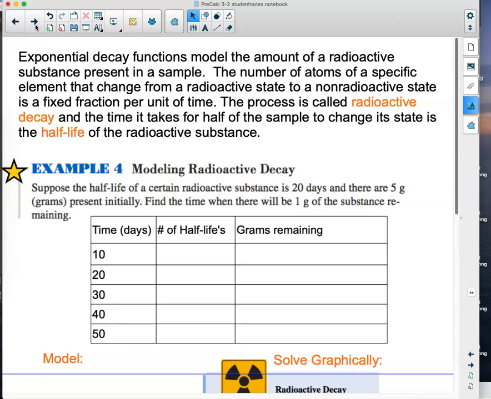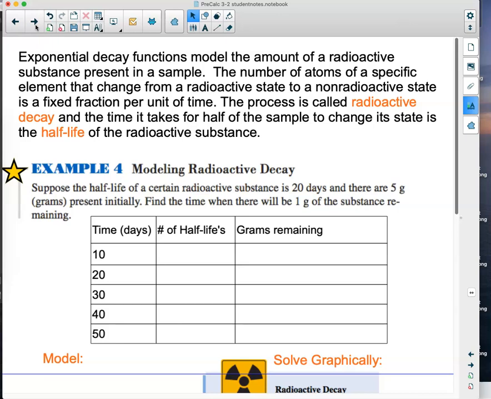And the time it takes for half of the sample to change its state is the half-life of the radioactive substance. Now, decaying things is one of the key features of things as basic as medications. When a medication has lost half of its potency, then that's when they say it's expired and you should toss it out. So that's how they end up getting those dates that you see on any jar of medication that you'll purchase, because it's going to lose half of its efficiency.